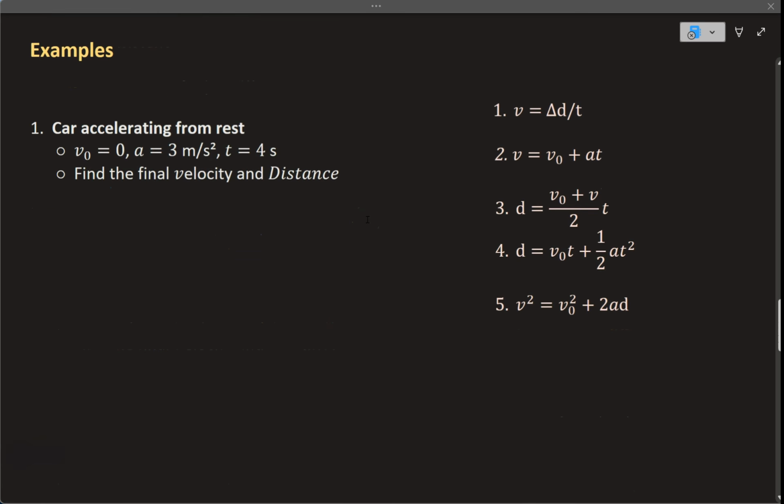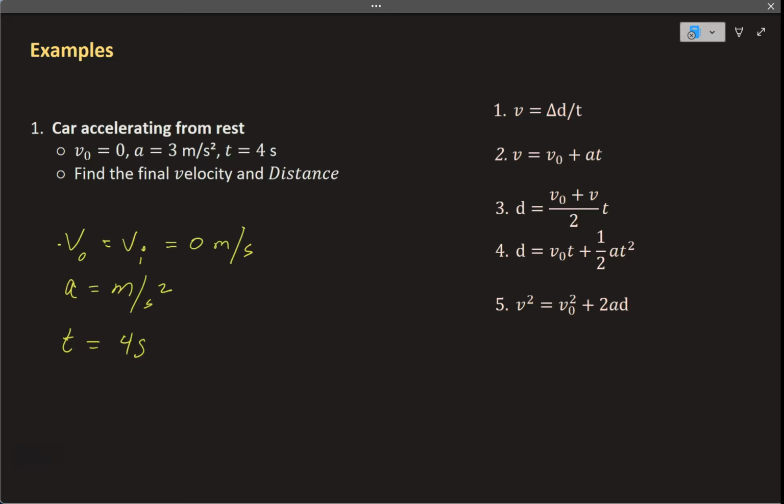Example one: right here, I have rewritten the five main parent equations on the right hand side, and we're going to just see what we have and go through it. First, a car is accelerating from rest and is given with some information. The initial velocity, v0, in some texts is called vi, initial velocity. And a is acceleration, which is 3 meters per second squared. That's the unit for acceleration in this case. And time is 4 seconds.